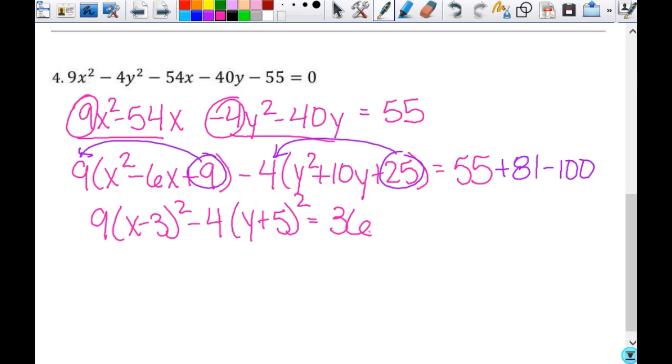Okay, so do you see what was happening there when you were completing the square? First of all, when you factor out that -4, that becomes a positive 10y. And then when you are balancing your equation, this 25 gets multiplied by a -4, so technically you're subtracting 100 over here, so you have to subtract 100 over here. That's where you get your 36 from. Okay. Then I divide everything by 36.